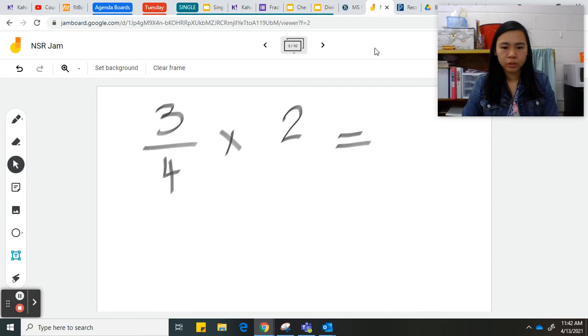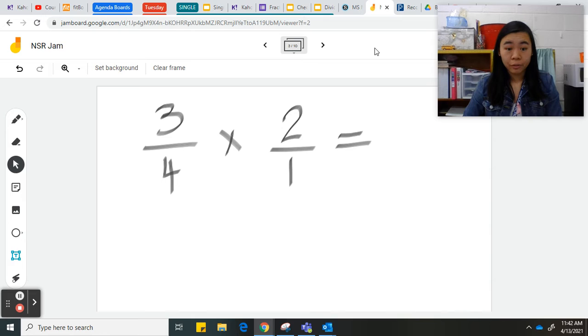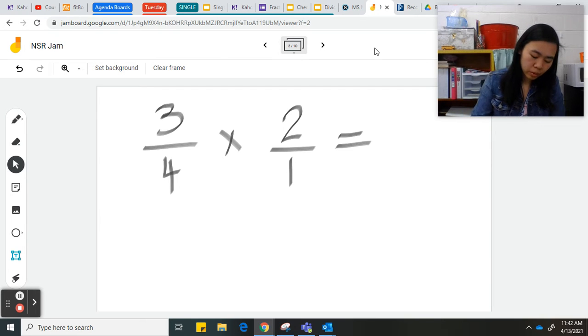Okay, so this one's a little bit different. 3/4 times 2. What happens if it's a whole number? Okay, we still do multiply across, but let's go ahead and rewrite this whole number as a fraction. All whole numbers we can put over 1. Why is that? In a fraction, that bar means division, and we know that anything divided by 1 is still that same number. So 2, whole number 2, or 2 divided by 1 still equals 2, so we can rewrite that as a fraction. So now we can multiply across.